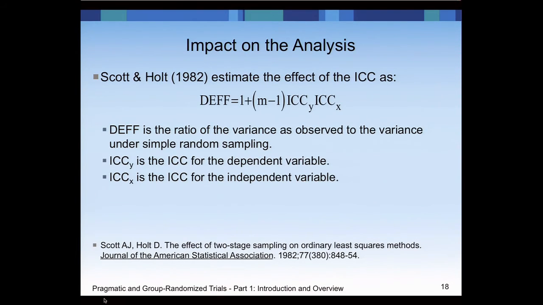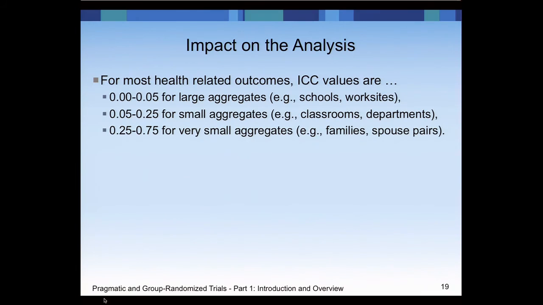Normally in a group randomized trial or individually randomized group treatment trial, the ICC for the independent variable, that is ICC sub x, has a value of 1, because everybody in the same group gets the same treatment. When that happens, ICC x simply drops out of the equation, and we're left with the expression that I showed you before. For most health outcomes in public health and medical research, we see ICC values that are usually pretty small. If we're working with large aggregates like schools, work sites, communities, counties, things like that, the ICCs are usually less than 0.05. If we're working with somewhat smaller aggregates like classrooms and departments, the ICCs are going to be larger, may range up to 0.25.